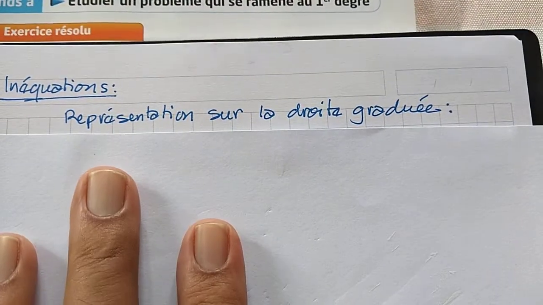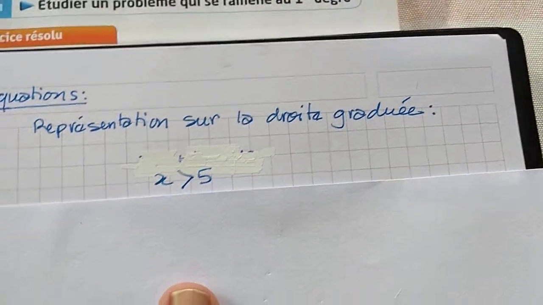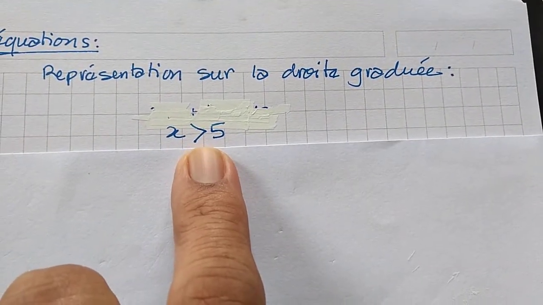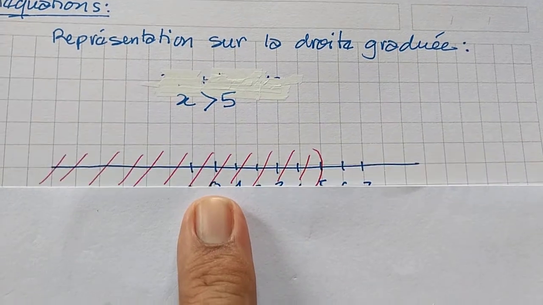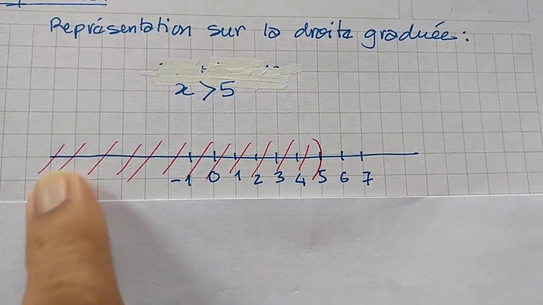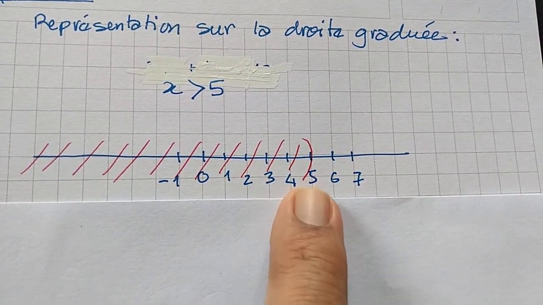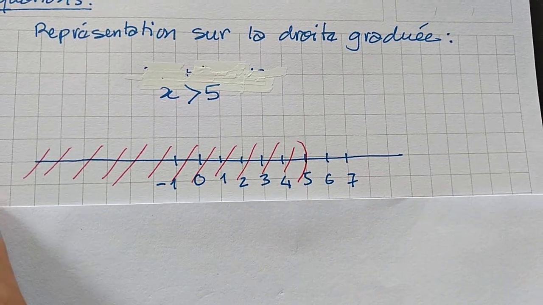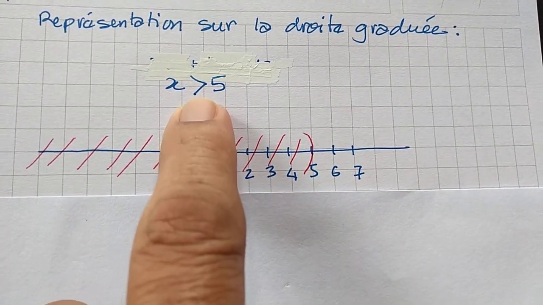So inequation, représentation sur la droite graduée. Suppose we find this is our solution: x is greater than 5. So first we draw the droite graduée. 1, 2, 3, 4, 5, 6, 7 this side, negative numbers that side, and x has to be greater than 5.